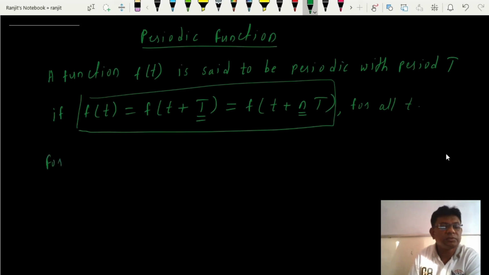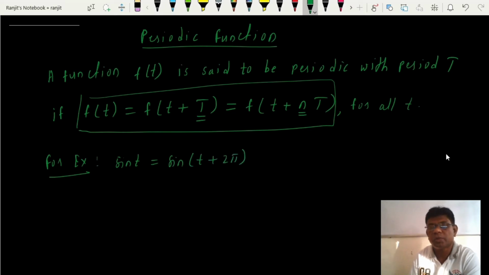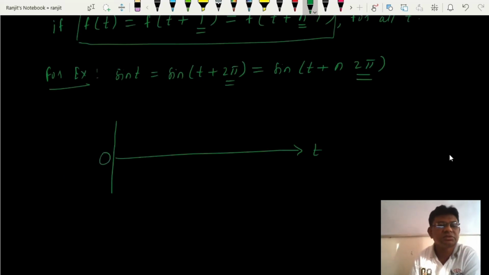Now, for example, sin t is a periodic function with period 2π, because sin t = sin(t + 2π). This is equal to sin(t + n·2π). Here the period is 2π. Now the graph of sin t. This is the t axis. This is the origin. The maximum value of sin t is 1. The minimum value of sin t is minus 1. Now the graph is like this. This is the graph of sin t, and the length of this interval is 2π.